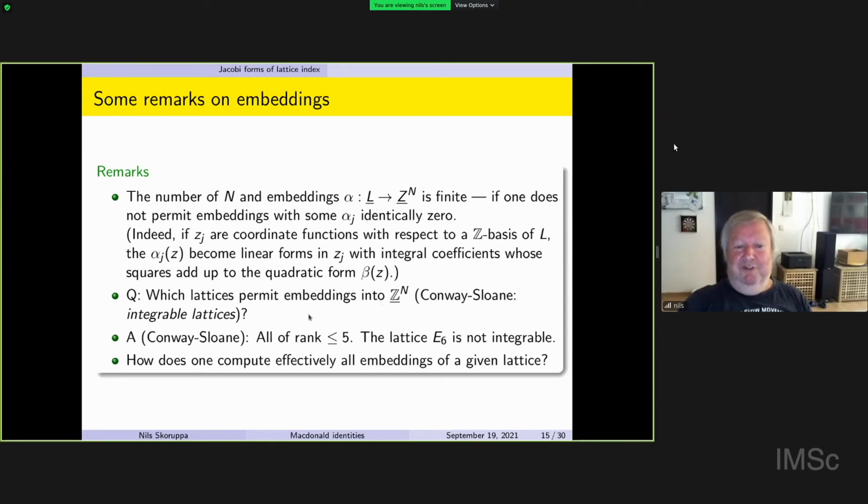Another question is, which lattices permit embeddings into Z to the n? Conway and Sloane studied this question long ago, in the 90s, I think, and they called such lattices integrable lattices, for some reason. They proved in one paper that all lattices of rank at most 5 can be obtained by such embeddings. So if you have lattices of rank less than or equal to 5 and you want to construct Jacobi forms, go ahead: you can always do the construction that I described and you find non-trivial Jacobi forms.